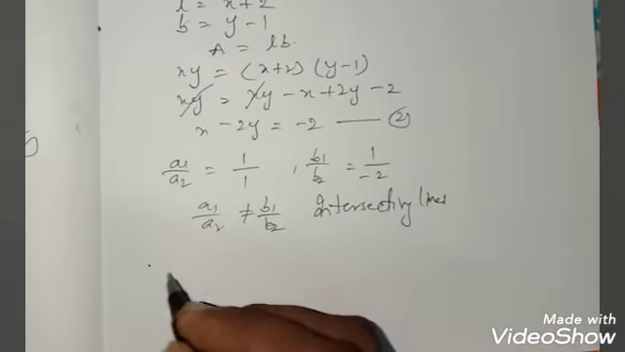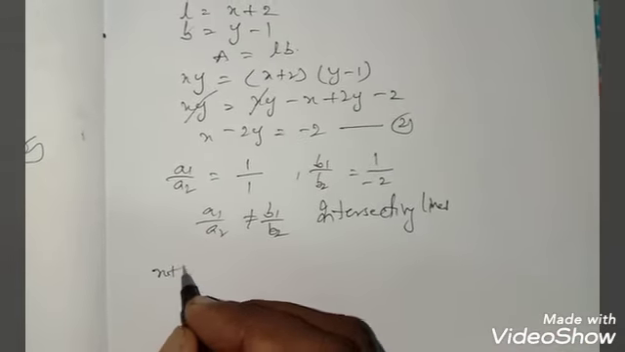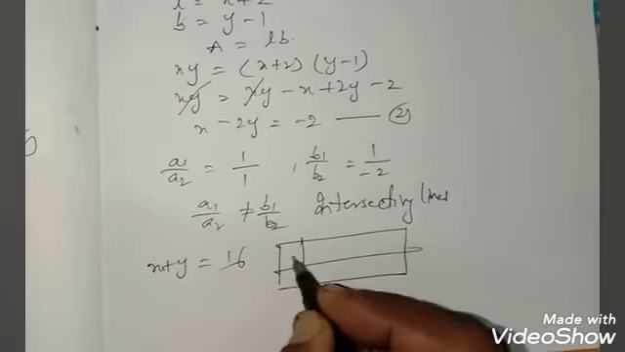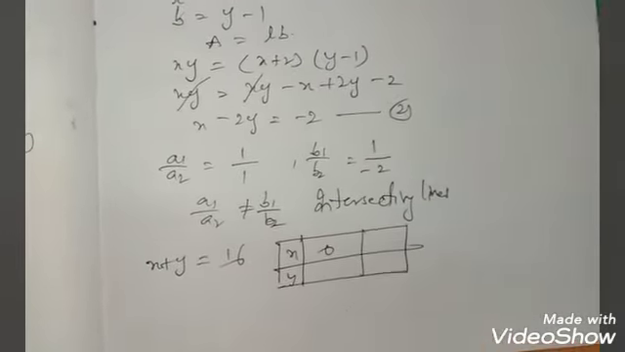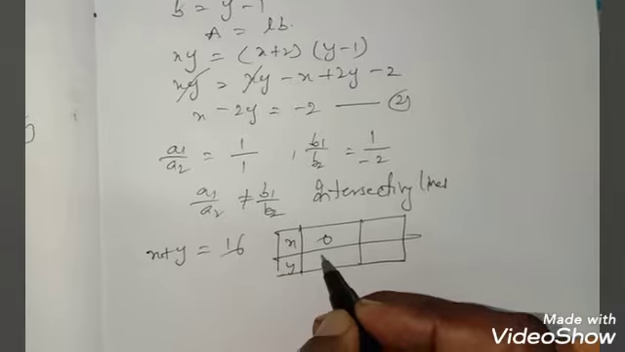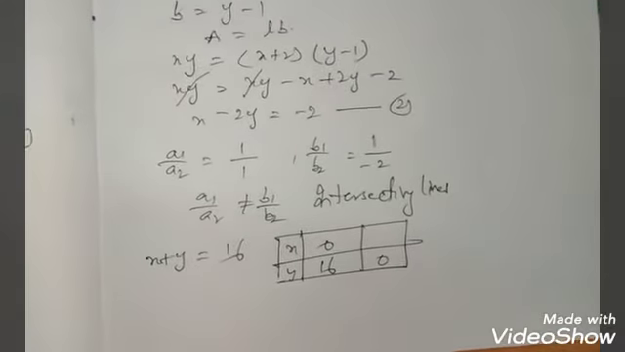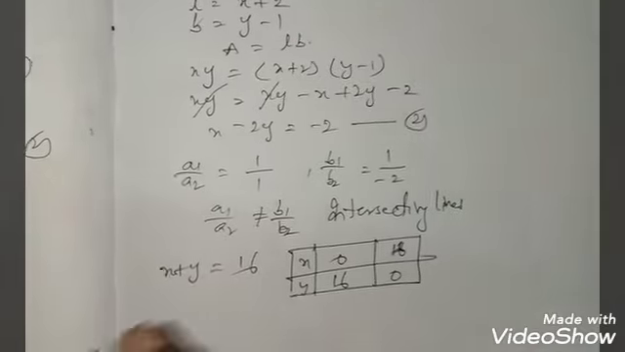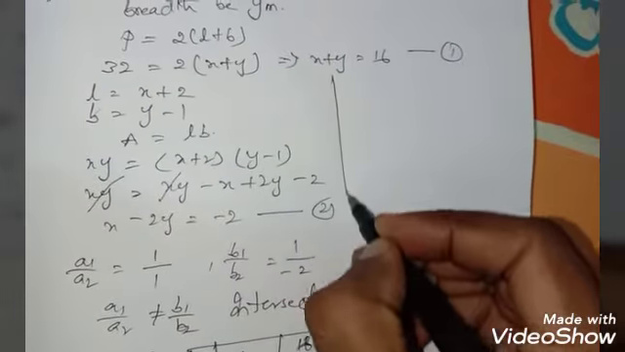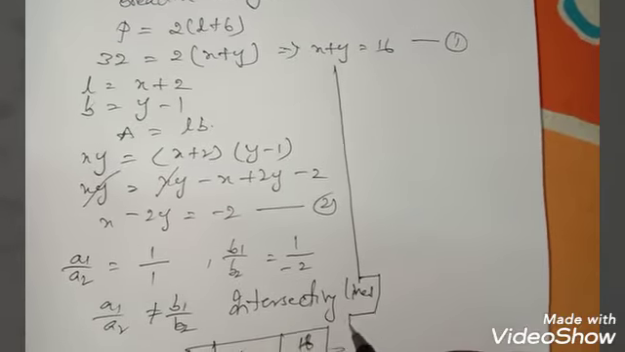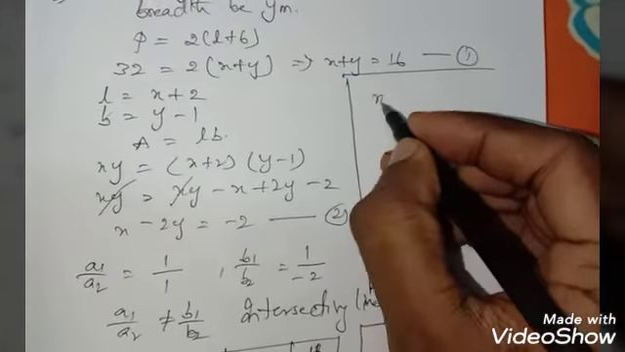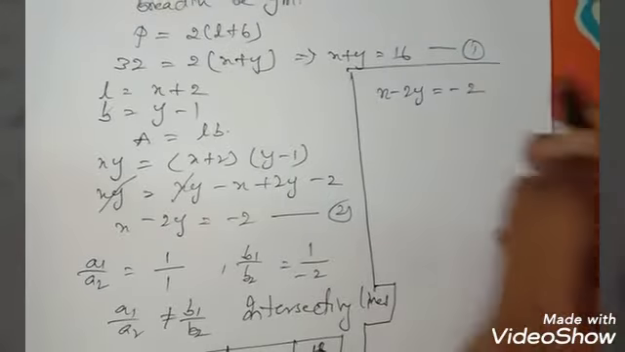Now after showing it as intersecting lines, what is the third step here? For the third step we have to find the values. Here the first equation is x plus y is equal to 16. To find the values, we have to substitute x is equal to 0. So if I substitute x is equal to 0, y is 16. If I substitute y is equal to 0, x is 16. After finding these two values, then you have to find the second equation values. What is the second equation here? x minus 2y is equal to minus 2.